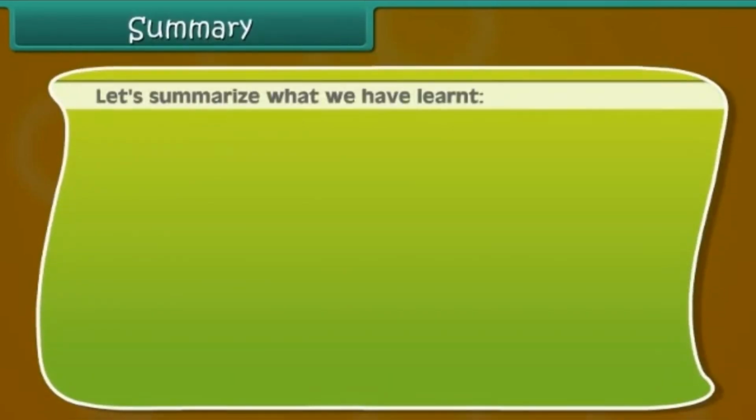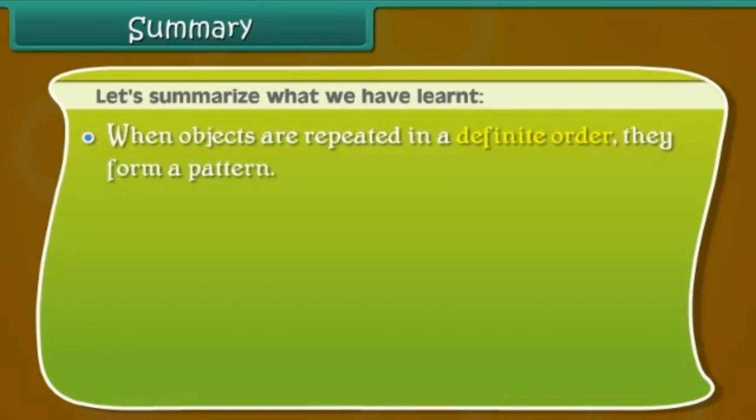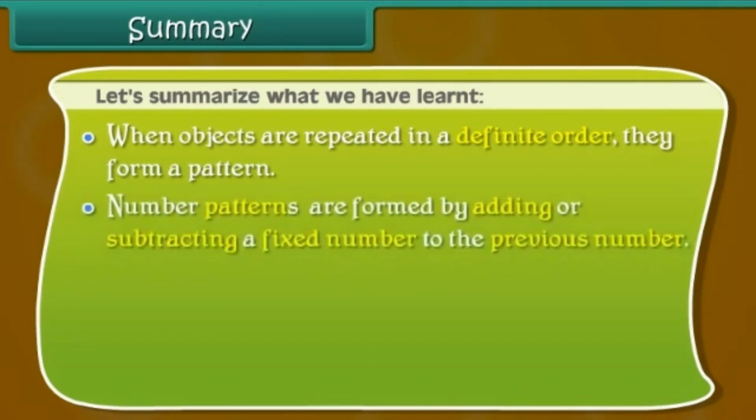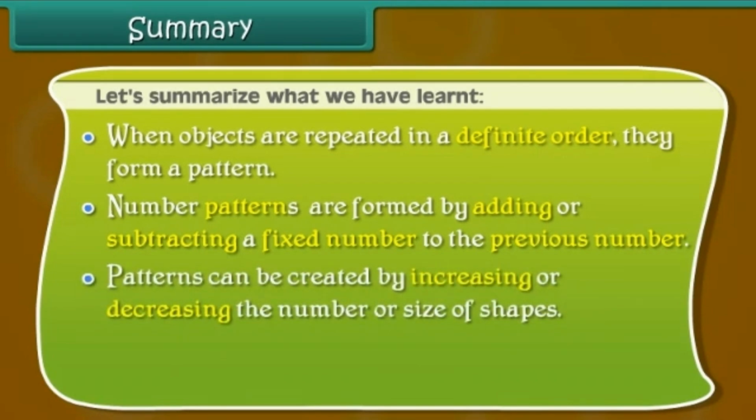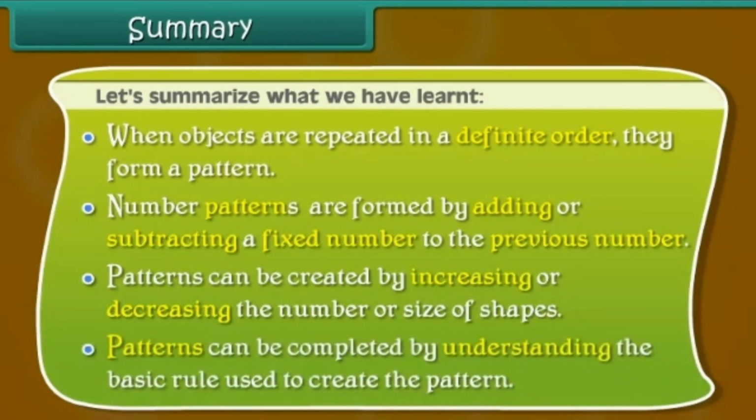Summary. Let us summarize what we have learned. When objects are repeated in a definite order, they form a pattern. Number patterns are formed by adding or subtracting a fixed number to the previous number. Patterns can be created by increasing or decreasing the number or size of shapes. Patterns can be completed by understanding the basic rule used to create the pattern.